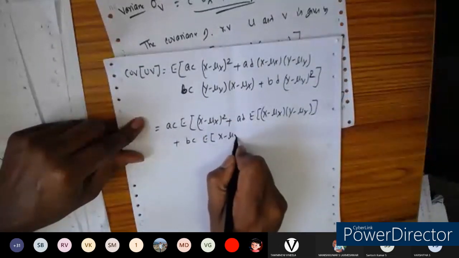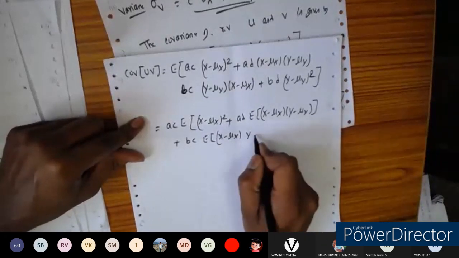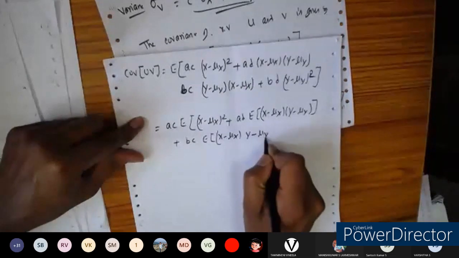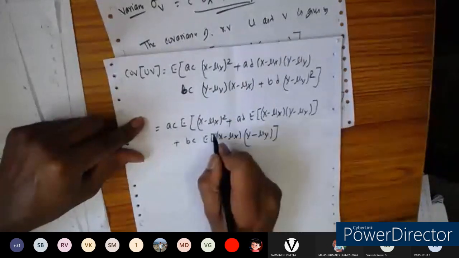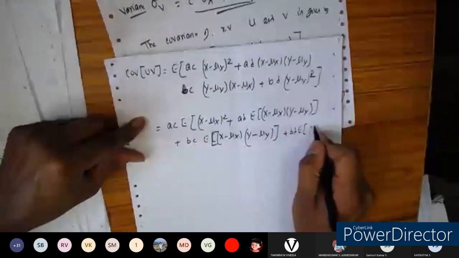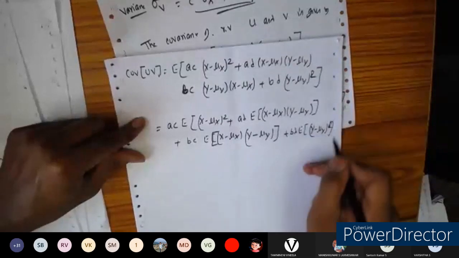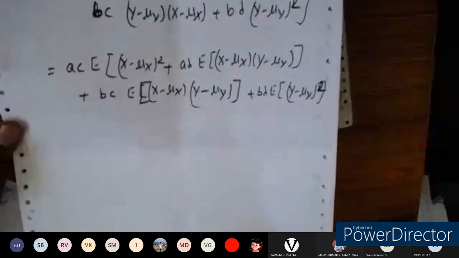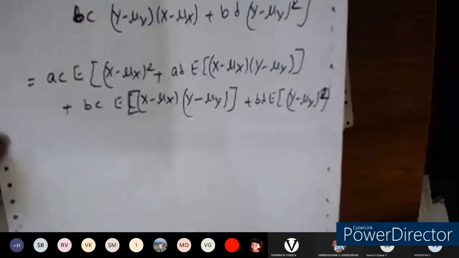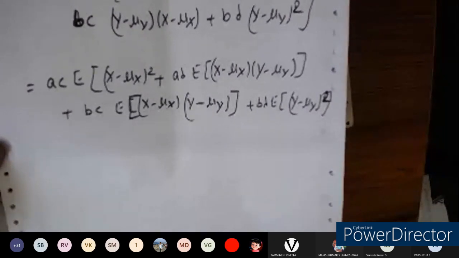Already we have written it. Let us group together. Let us take these terms common here, and this will become AD plus BC. Plus B into D into the expectation of (y minus nu y) the whole square, which we will get here. Done.